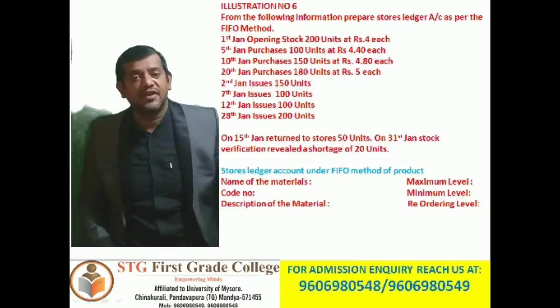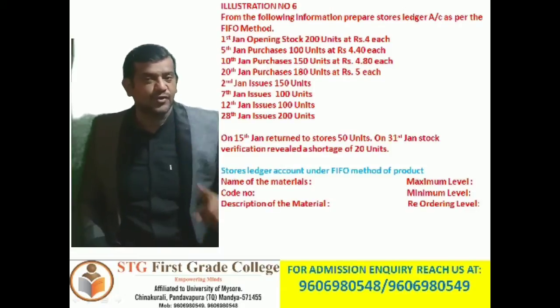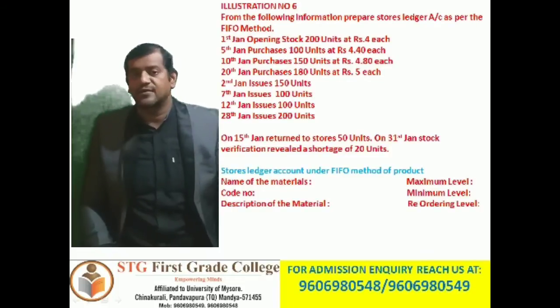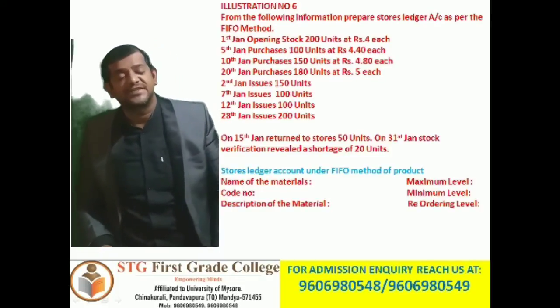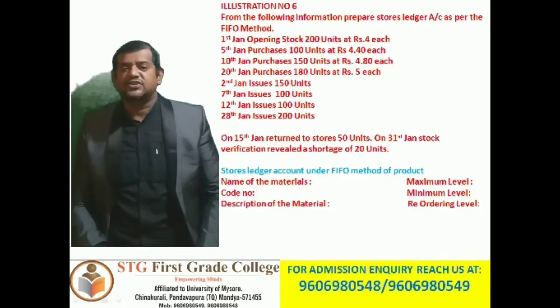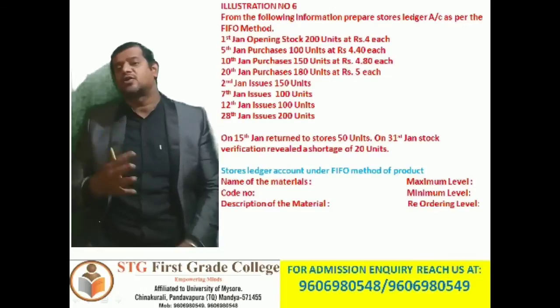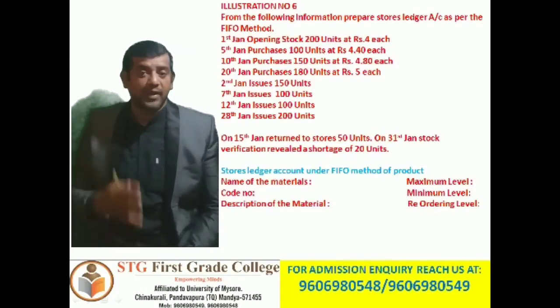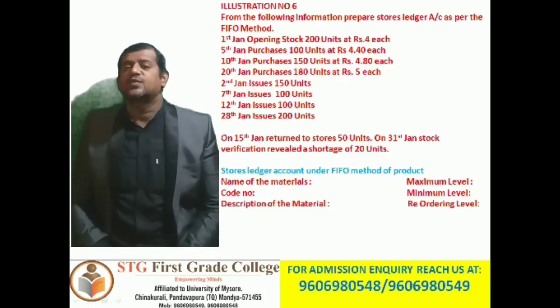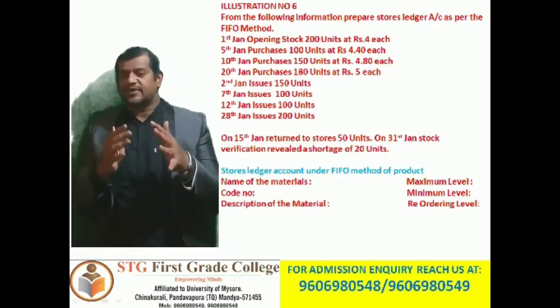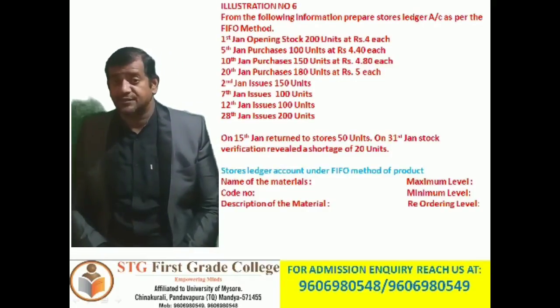On 1st January, opening stock 200 units at ₹4 each. On 5th January, purchases 100 units at ₹4.40 each. On 10th January, purchases 150 units at ₹4.80 per unit. On 20th January, purchases 180 units at ₹5 each. These are all purchases, that means receipts, which we are going to record under the receipts column.